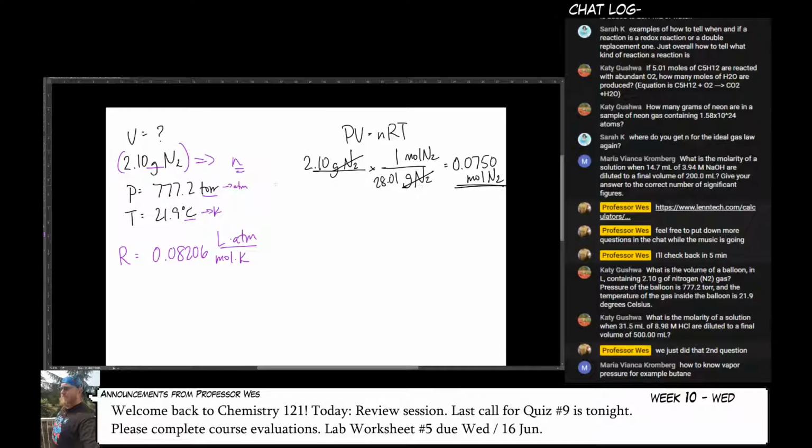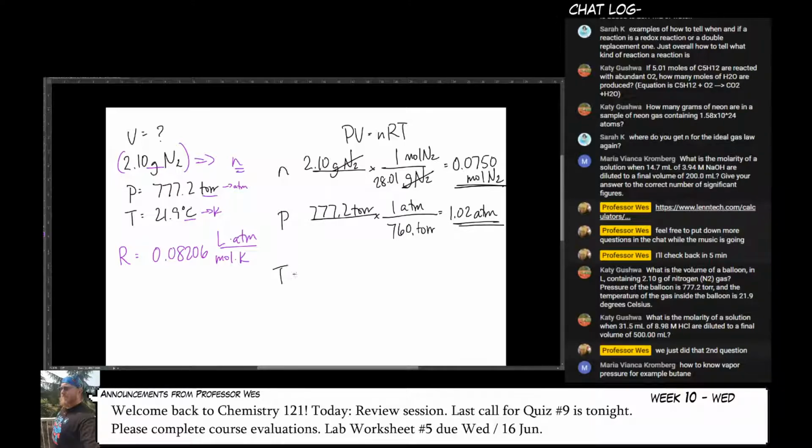Now we can do P. For P, we need to turn this into atmospheres. And I'm guessing this is a question from the textbook, because we need to use this conversion: 760 torr is 1 atmosphere. Oh wait, sorry, only 3 sig figs: 1.02 atm. There should actually be a dot like that. All right, so that's pressure.